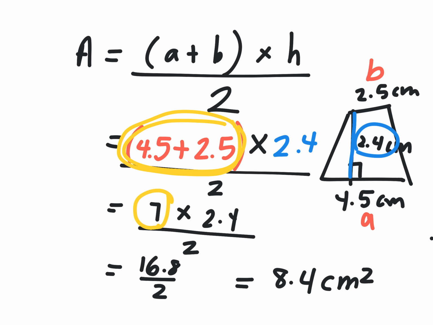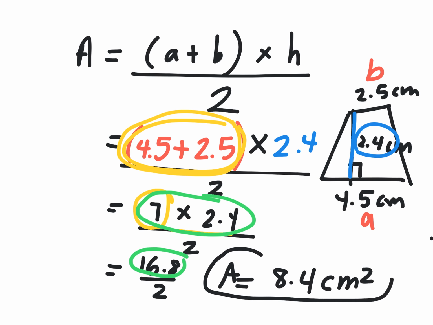Then you're taking 7 and you're multiplying it by 2.4, right? Because that's what we have to do next. And then whatever you get, you're dividing that by 2 after. So what's 7 times 2.4? This is the next step. 7 times 2.4, we got 16.8. So you're taking that and you're dividing it by 2. We're doing step by step. So put over 2, divide by 2. And then what do you get? 8.4. 8.4 centimeters squared.